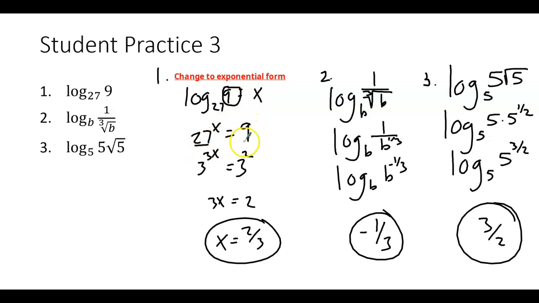Then we would get the bases to match. They would match with a base of 3. 27 is 3 cubed, 9 is 3 squared. Set the exponents equal and solve. Okay, let's take a look at number 2.